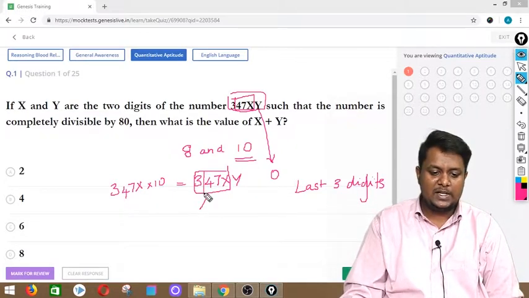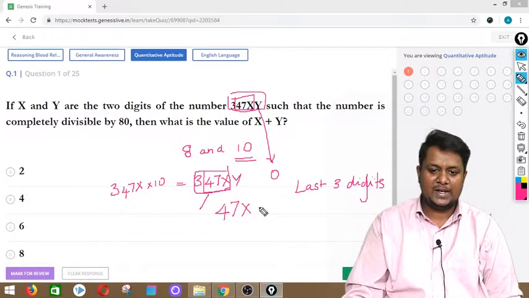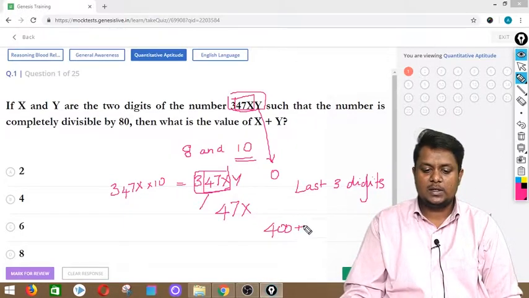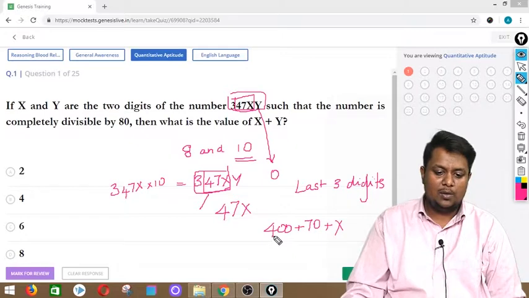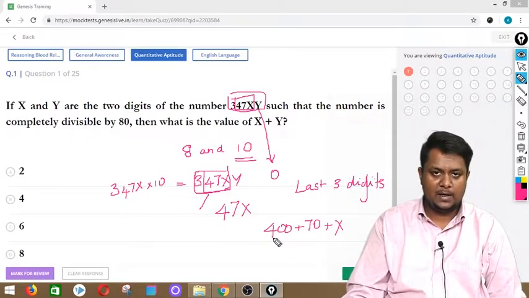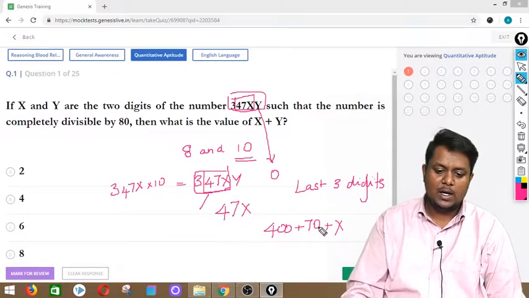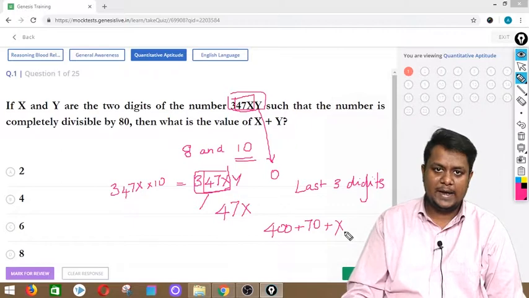Now, the last three digits are what? 4, 7 and x. 470 plus x. So 400 plus 70 plus x is the last three digit number. Okay. Now, we know that 400 is divisible by 8. 400 divided by 8 is 50. We know it is divisible by 8. Now, 70 plus x should be divisible by 8, right?